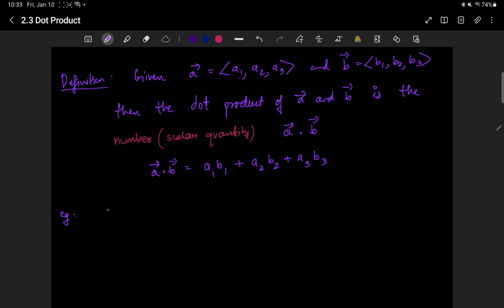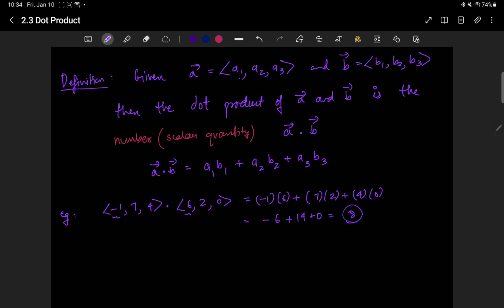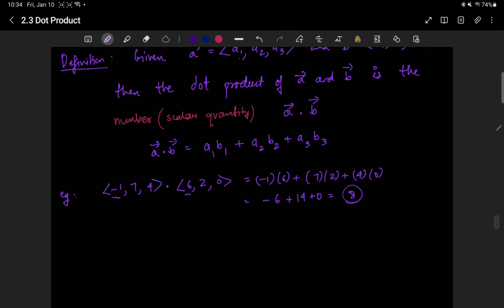So for example, if I have a vector this and I dot this with this, then I take the first numbers, multiply them. I take the second numbers, multiply them. I take the third numbers, multiply them, and add all of them up. So negative 6 plus 14 plus 0 equals 8. So the dot product of these two vectors is 8.